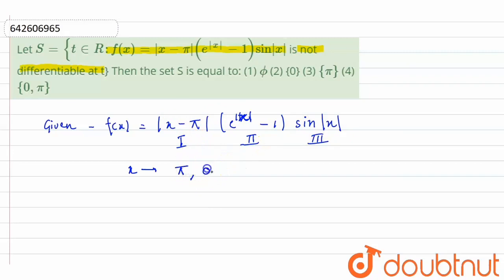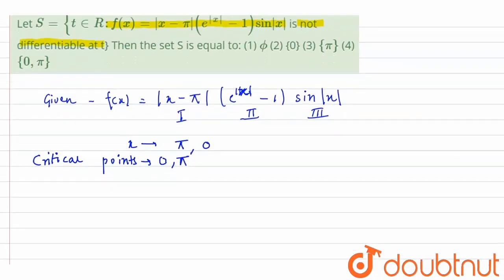And if we put 0, because sin 0 is 0, then also f(x) will become 0, or e to the power 0 minus 1, which is 1 minus 1, will become 0. So again the function will become 0. These are known as the critical points. So the critical points are 0 comma pi. Now we have to check the differentiability at these 2 points.